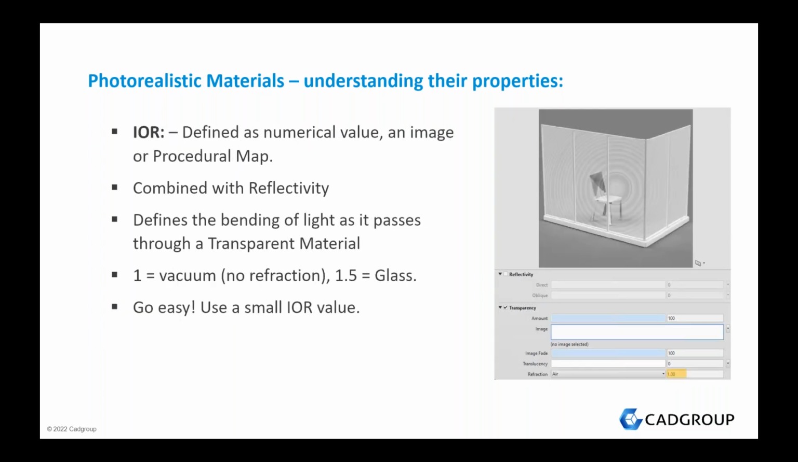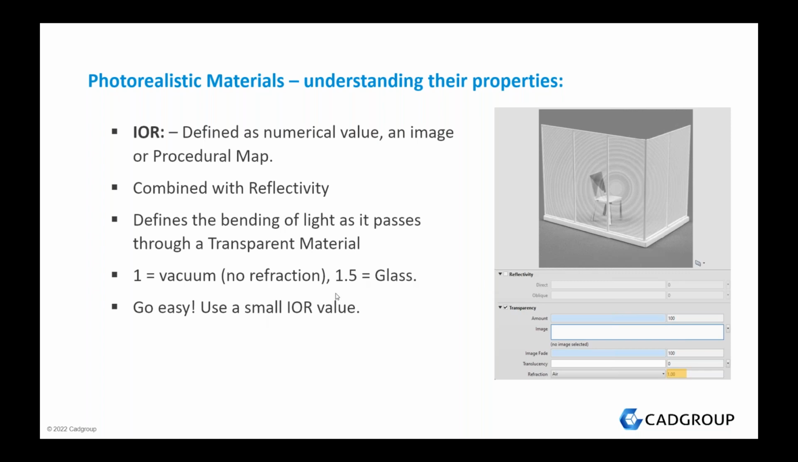IOR, refraction, is the quality of how light gets bent naturally as it passes through different types of objects. An IOR of 1 is a vacuum or air, and it has no refraction whatsoever. 1.5 is glass. It's sort of a unitless number really. It defines how much the glass warps the light as it passes through.